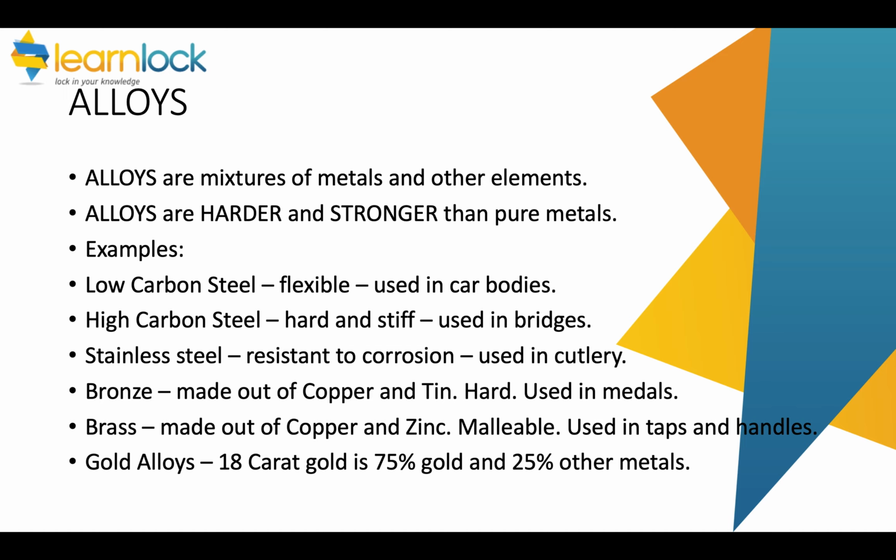Gold is often found as an alloy as well. So 24 karat gold is pure gold. But anything less than that, like 18 karat gold, well, that's just 75% gold and 25% other metals. For example, rose gold contains gold and copper.